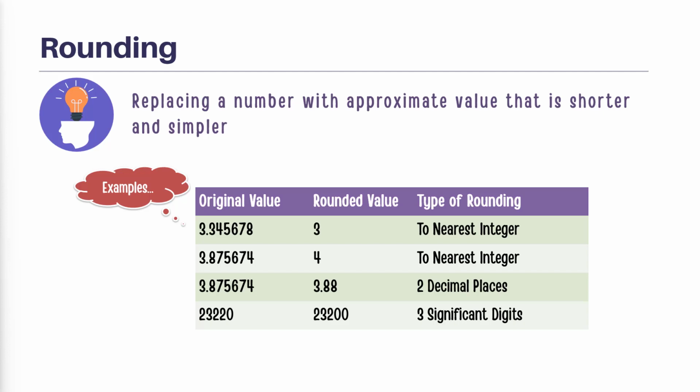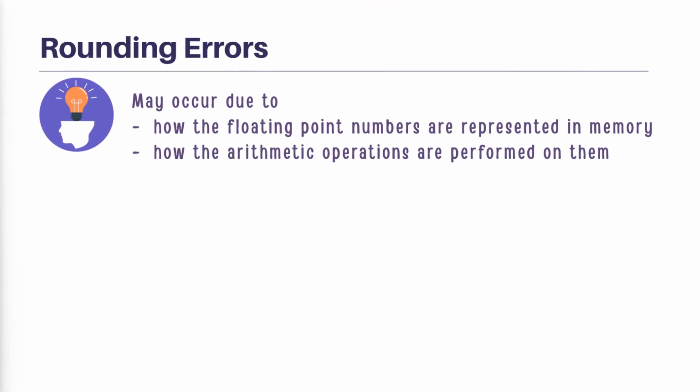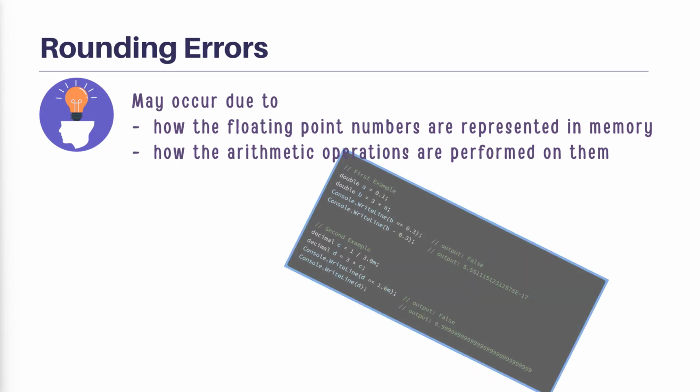Or if a number contains many decimal places, then it can also be rounded to use, let's say, only 2 decimal places. Otherwise, if a number is very big, then sometimes it is also rounded to use only a few of the most significant digits. For example, instead of 23,220, we can just use 23,200. In programming, it is almost impossible to avoid rounding while performing many mathematical calculations. The rounding may occur due to how the mathematical operations are performed and how floating point numbers are represented in computer systems. The code snippet here shows 2 examples.